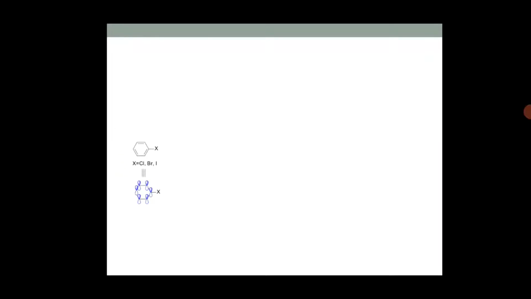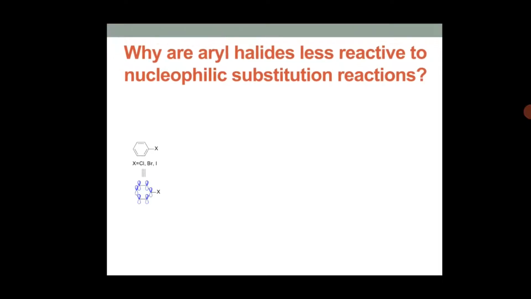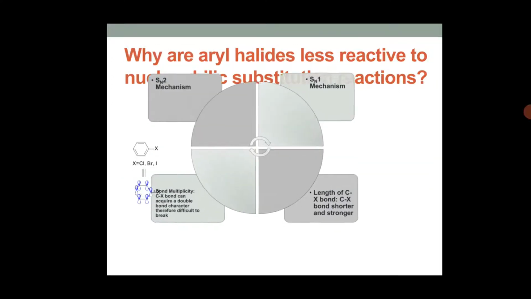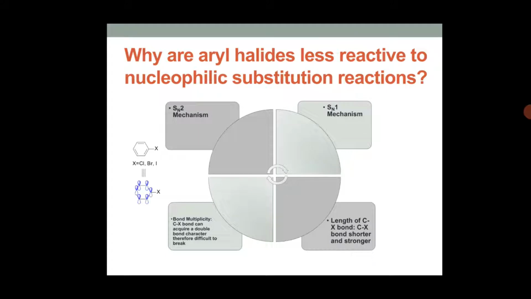Aryl halides have a benzene ring attached to a halide group by a single bond. Actually, aryl halides should undergo nucleophilic substitution reactions as seen in alkyl halides. But it is observed that aryl halides are less reactive to nucleophilic substitution reactions. Why is it so? This can be explained considering four factors.